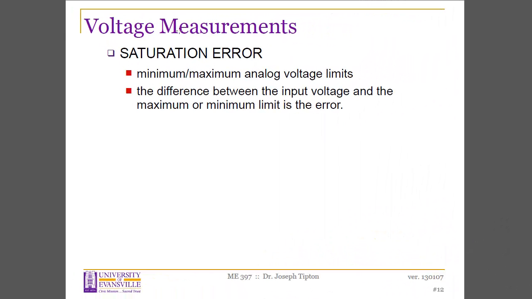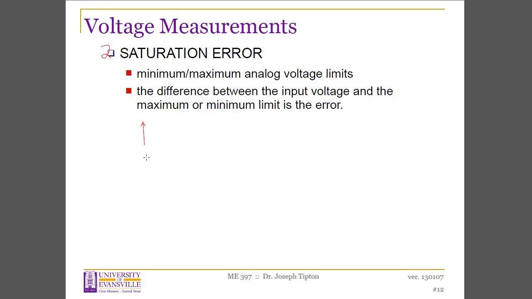A second type of error in A to D cards is saturation error. And that's the fact that, remember, we have to set a voltage range. So there's a minimum and maximum analog voltage limit. And the difference between the input voltage and that limit is the resulting error.